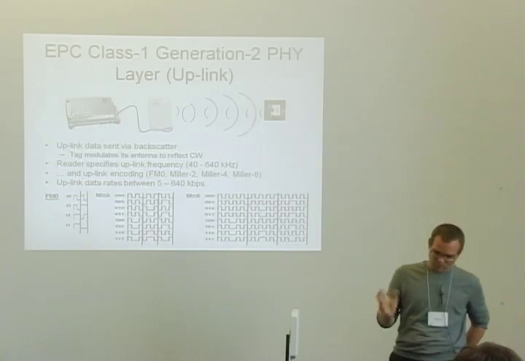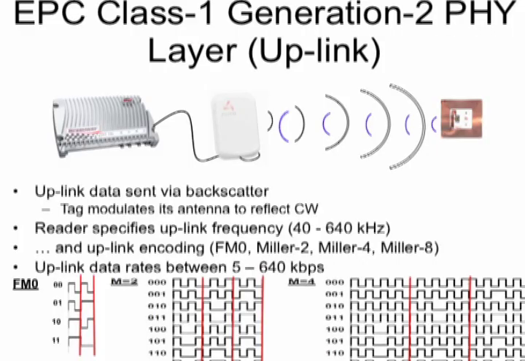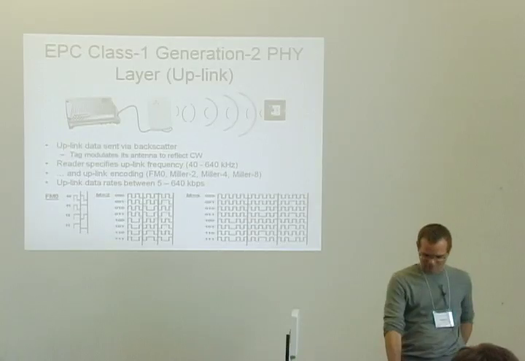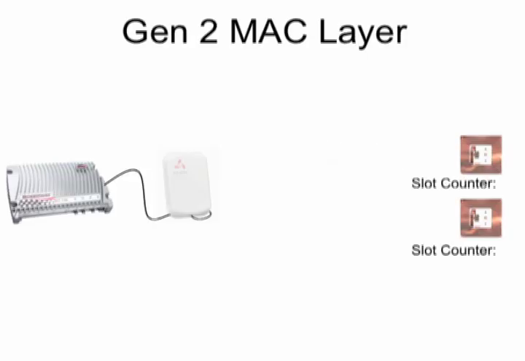So with the WISP using 256 kilohertz uplink and Miller 4 encoding, if I do my math right, it's 56 kilobits on the uplink. So that's the PHY layer. Now on to the MAC layer, which I think somebody had asked questions about before.